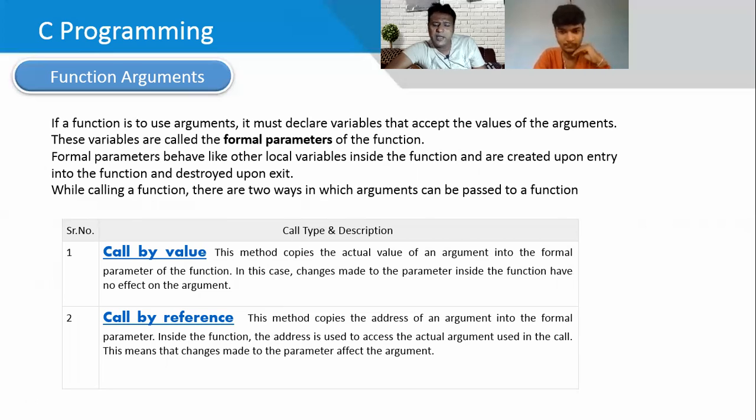So call by reference: this method copies the address of the argument. You are not passing the value directly; you are passing the address where your value is stored. So if you make any changes to the parameter inside a function, it is reflected in the argument, because it does not hold a value of its own, it contains the address where your value is stored. Suppose we are defining an array.